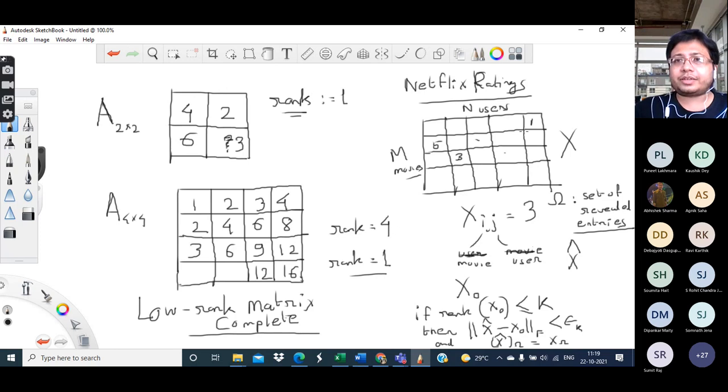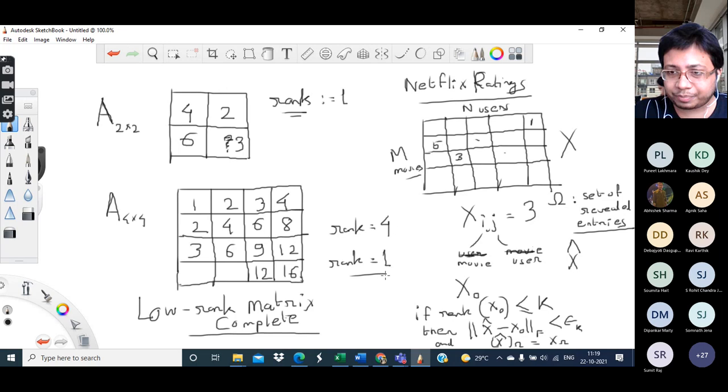Most of the elements of this matrix are missing or hidden. Only a small number of them are visible or revealed. Let those entries which are available, including their positions, I mean not their values but their positions, let the set of such locations be omega.